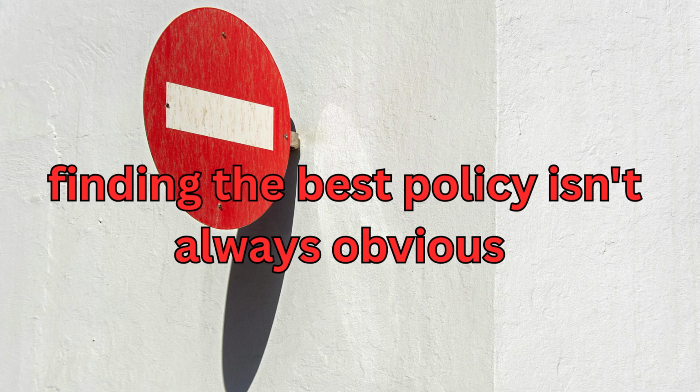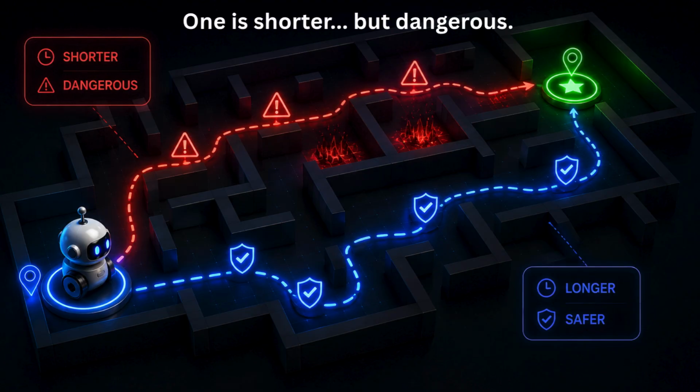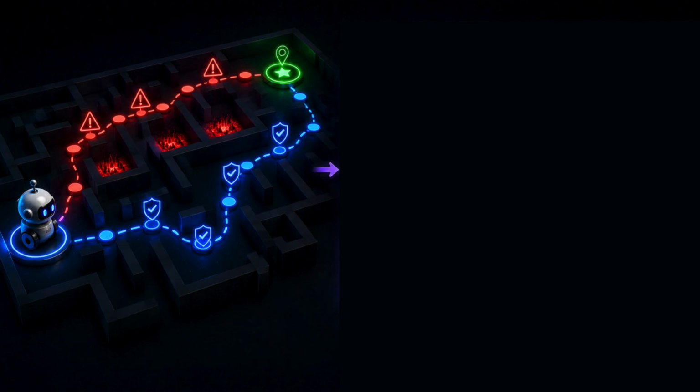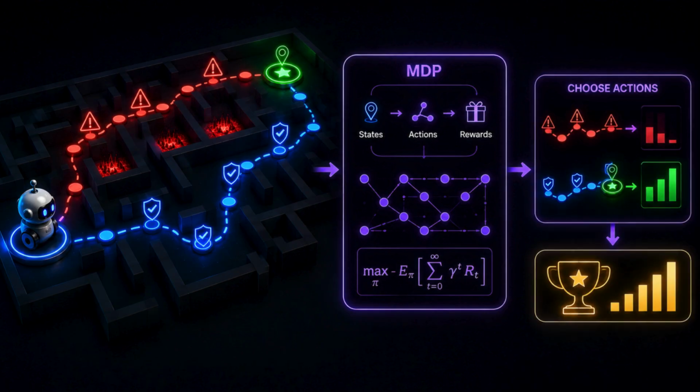But finding the best policy isn't always obvious. Imagine the robot has 2 routes. One is shorter, but dangerous. The other takes longer, but is safer. Which should it choose? The MDP lets us calculate the long-term consequences and determine which actions maximize the expected payoff.